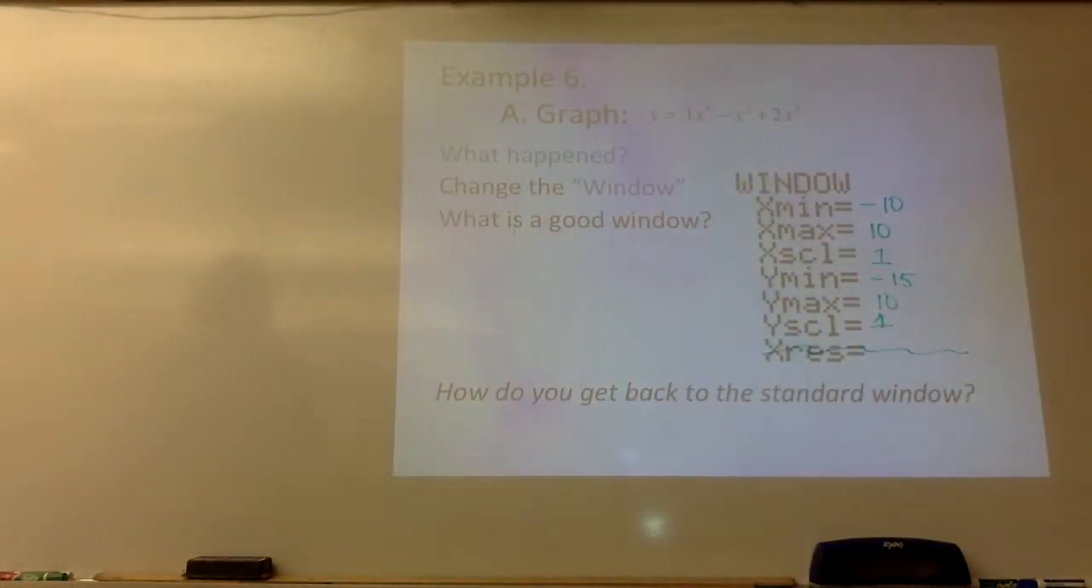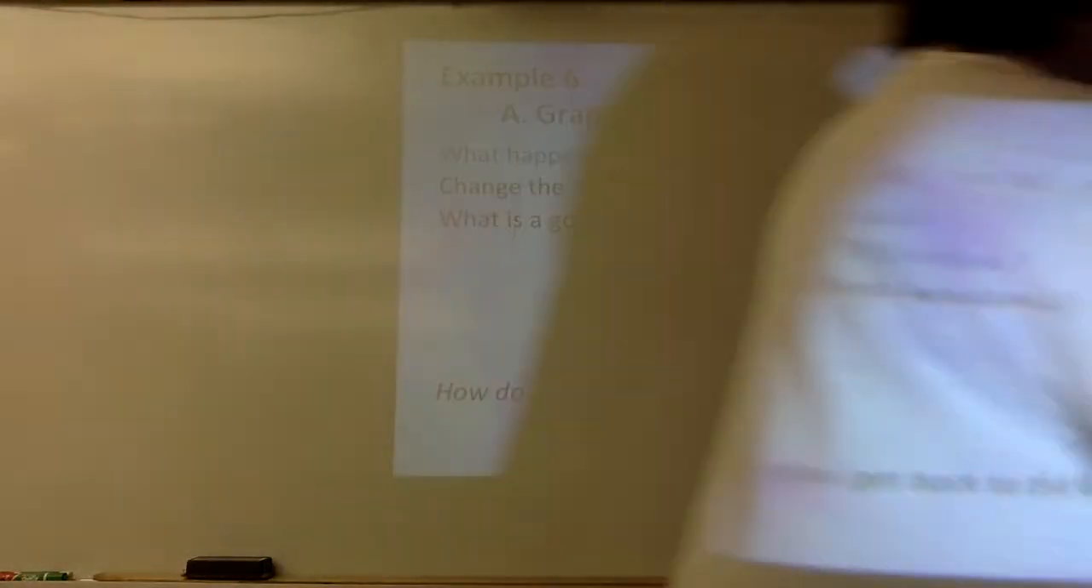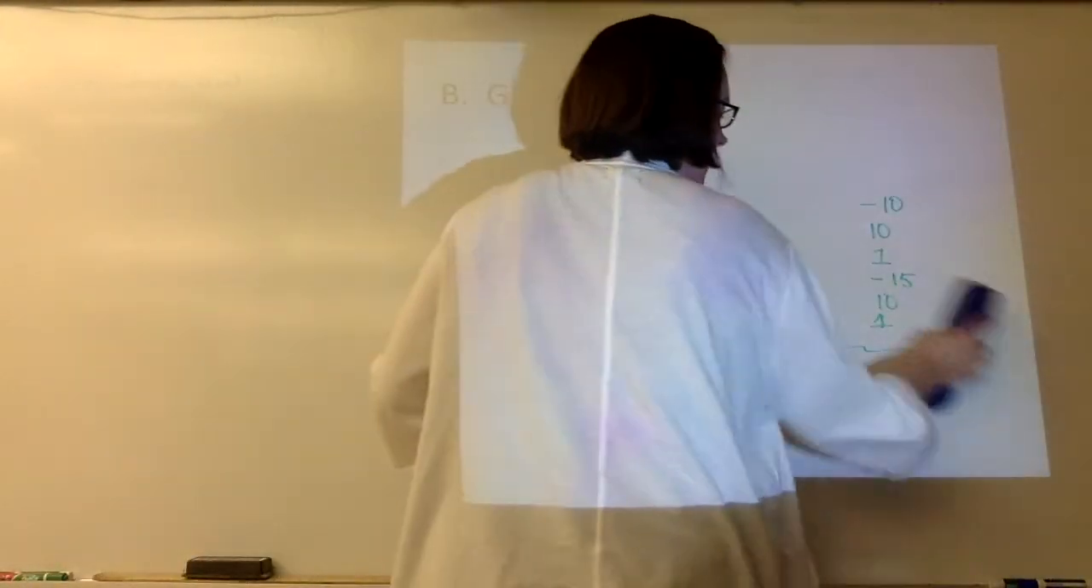How do we get back to the standard window setting? Quickly, efficiently. Zoom 6. That is your safety for graphing, is Zoom 6. Just like second mode is your safety to get back to the working calculator screen, Zoom 6 is going to get you back to that -10 to 10 setting. All right, so now let's go ahead and graph x squared plus 17.